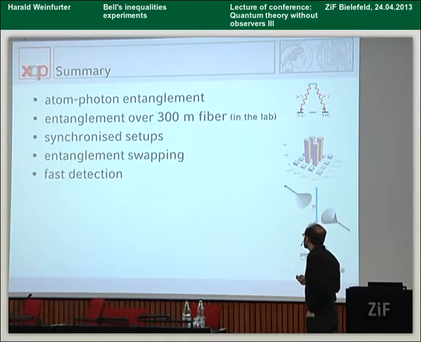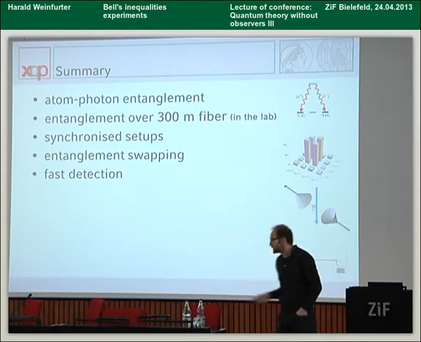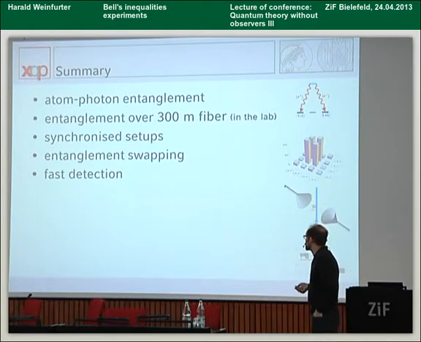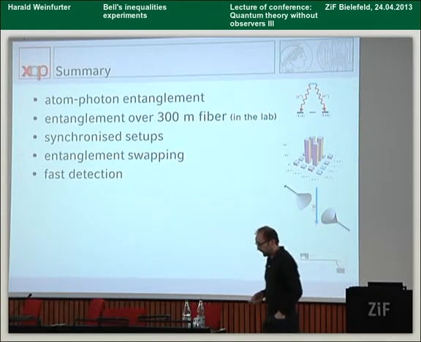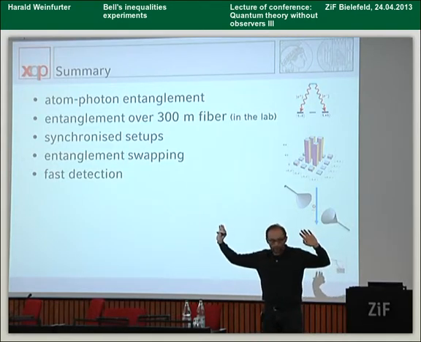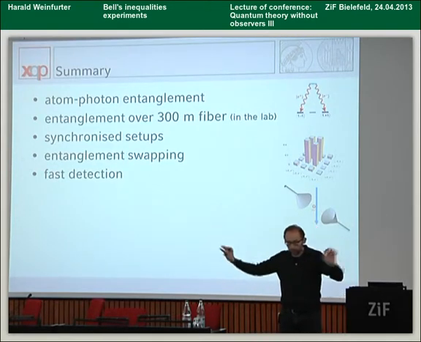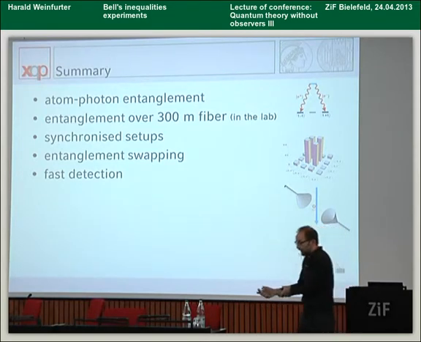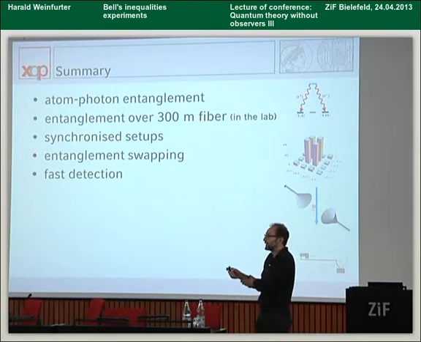So what we achieved now is atom-photon entanglement, and we can also stabilize a 300-meter fiber for polarization. That's possible. We could synchronize these setups, and we could demonstrate the entanglement swapping. So we really can make the 2 entangled atoms in 2 independent setups. And in a different setup still, we can also show that we can make this fast detection.